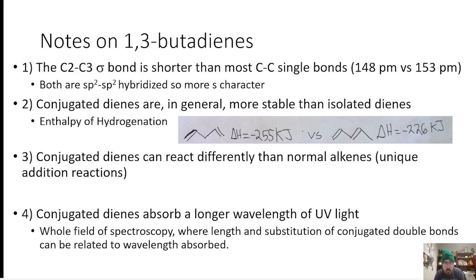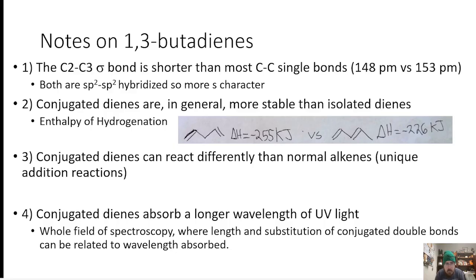In general, conjugated dienes are far more stable than isolated dienes. This can be shown by looking at the enthalpy of hydrogenation: how much energy is generated from the enthalpy of hydrogenation, or how much harder it is to hydrogenate. So if it's an isolated diene, we get 255. If it's a conjugated diene, we only get 226, meaning there is about 29 kilojoules of stability in having a conjugated diene.